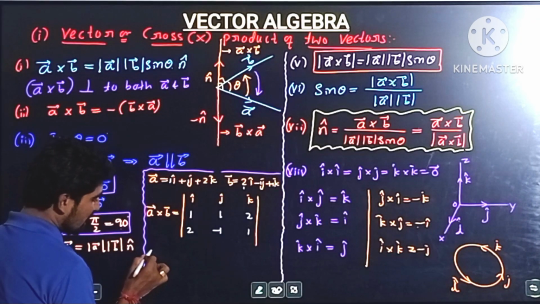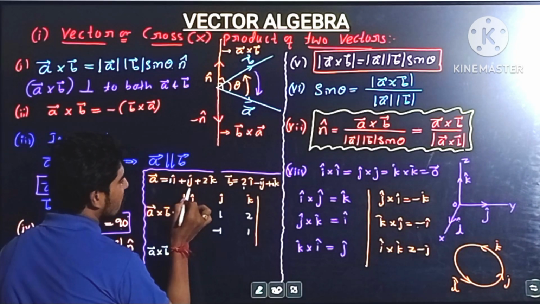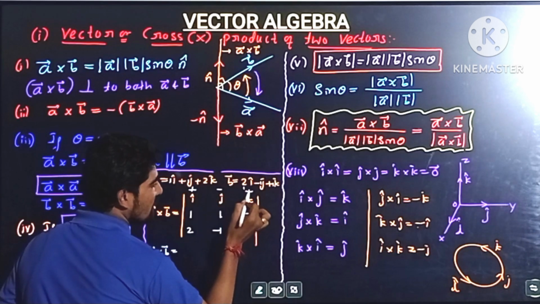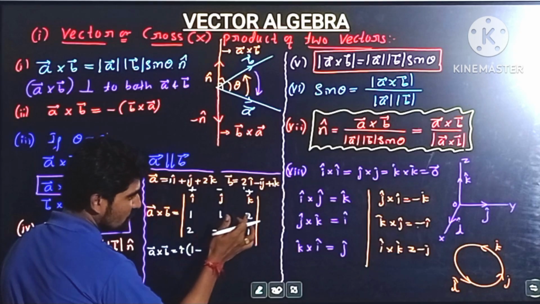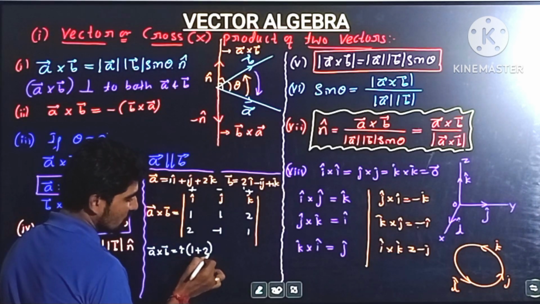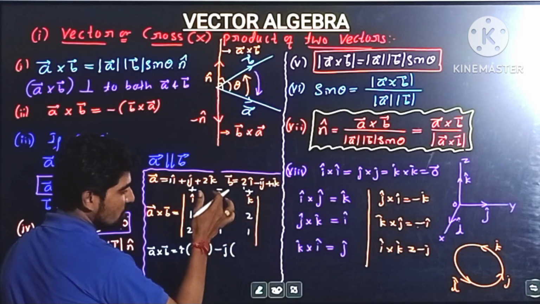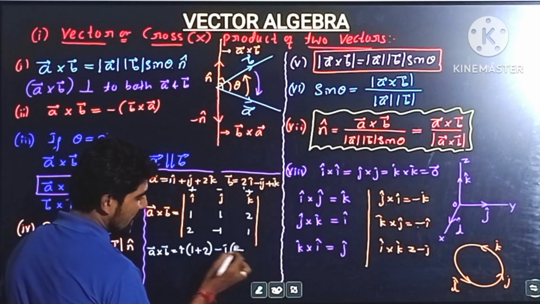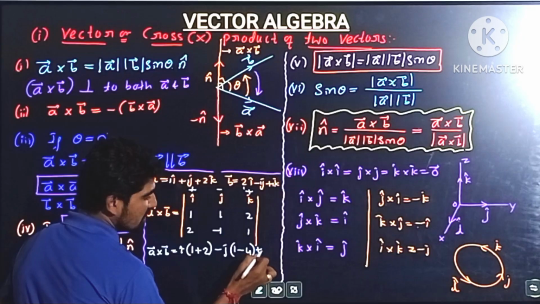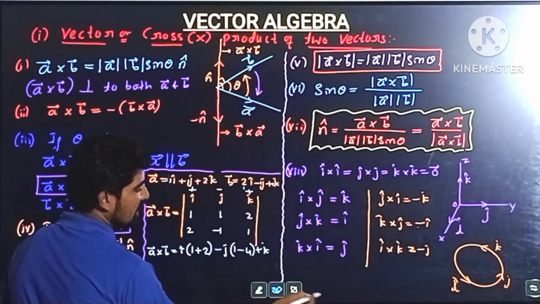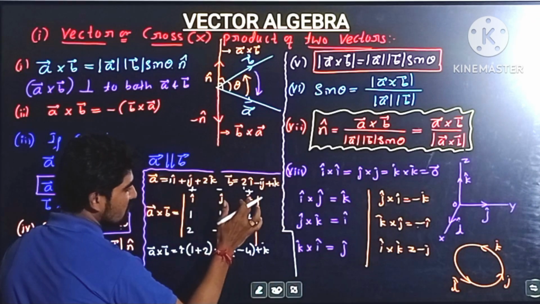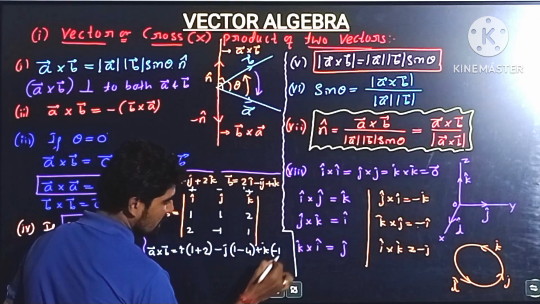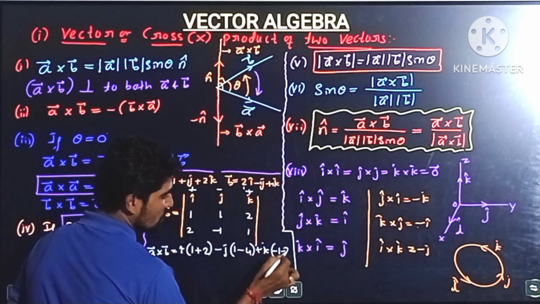Now see here, a vector cross b vector is equal to, as you already know how to calculate the determinant value, with signs plus minus plus. So i cap into (1 into 1 minus, minus 1 into 2 is minus 2, minus into minus plus 2), minus j into, deleting the first row second column, (1 into 1 minus 2 into 2 is 4), plus k cap into, deleting the first row third column, (1 into minus 1 is minus 1, minus 2 into 1 is 2).